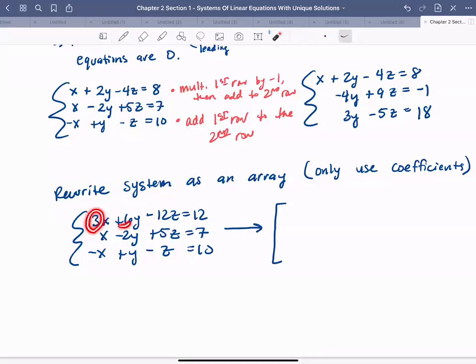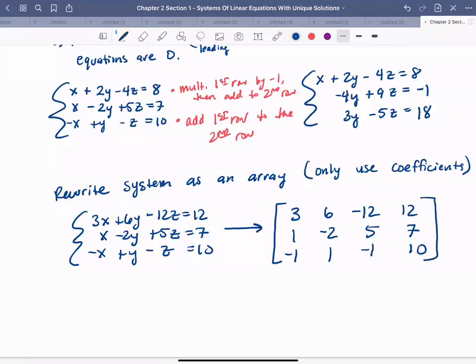I have a 3, positive 6, negative 12, and then I have a 12. And I keep going. Next row: 1, negative 2, positive 5, and 7. And I'm just going to write the last row. So what you have now is it written as an array.